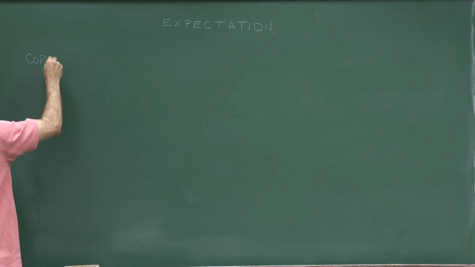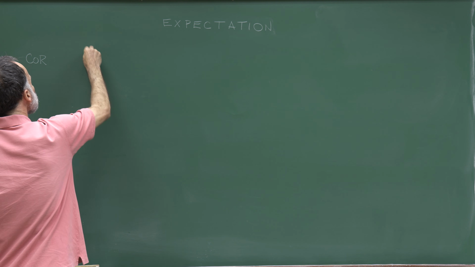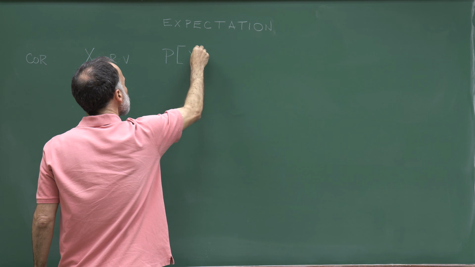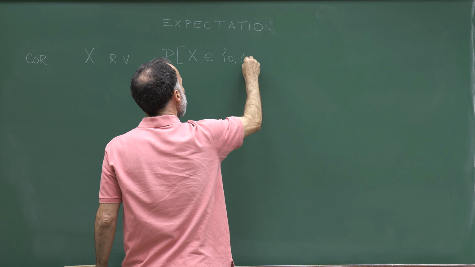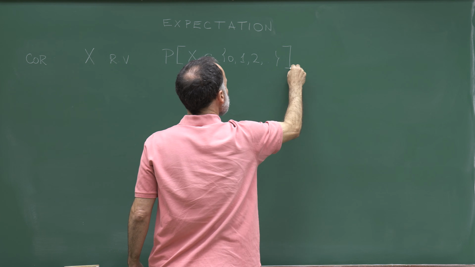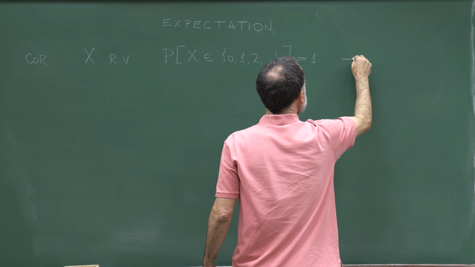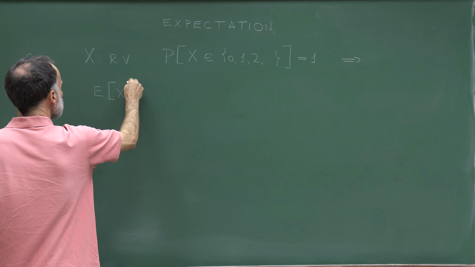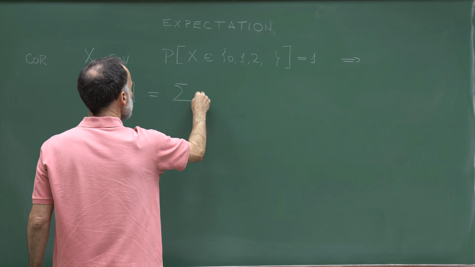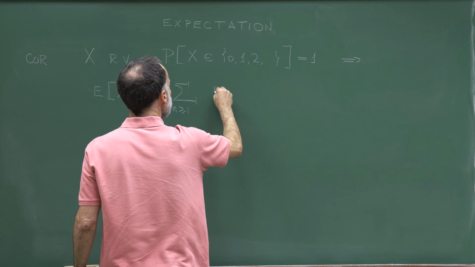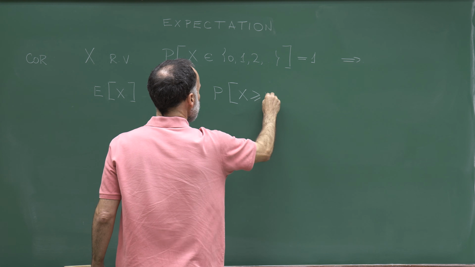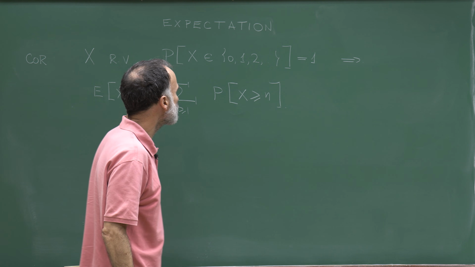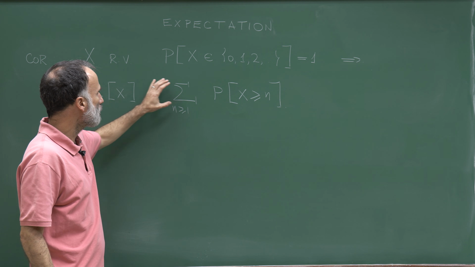I ask you to prove the following corollary of the previous result. Assume that x is a random variable which takes only integer values, so that the probability that x belongs to the set 0, 1, 2, and so on is equal to 1. Then I claim that the expectation of x is equal to the sum for n larger or equal to 1 of the probability that x is larger than n. So in the case in which x takes only non-negative integer values, the expectation is exactly given by this sum.